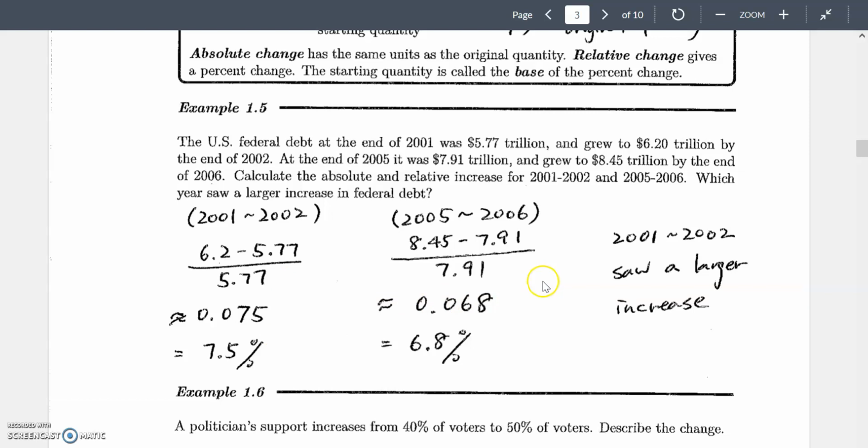You do the same thing between 2005 and 2006. You take 8.45 minus 7.91, and divide by the original number, where it came from. It came from 2005. Once we do that, we get 6.8%. So to compare the two, from 2001 to 2002 we saw a larger increase in the federal debt.